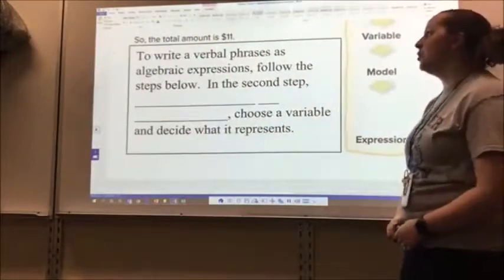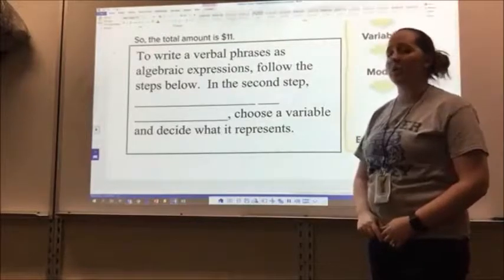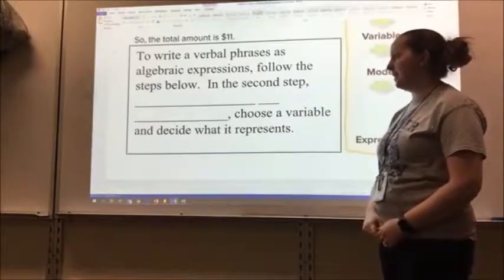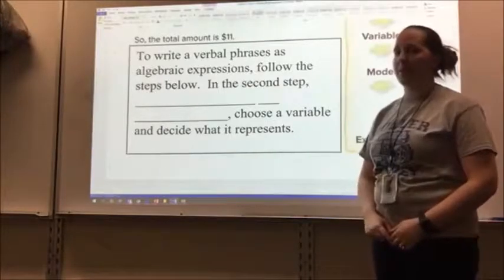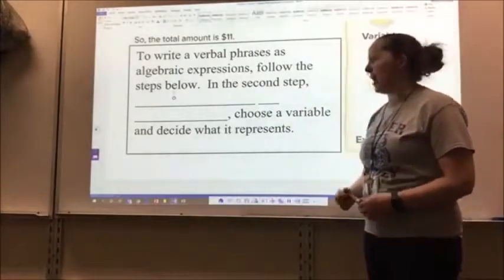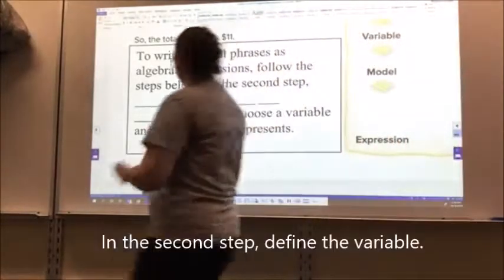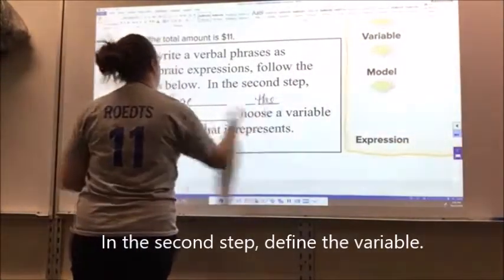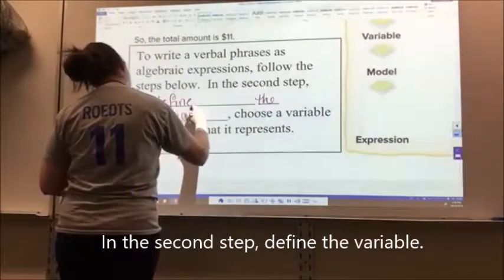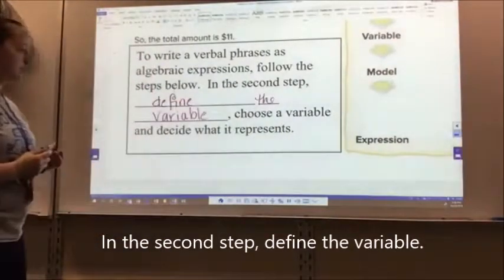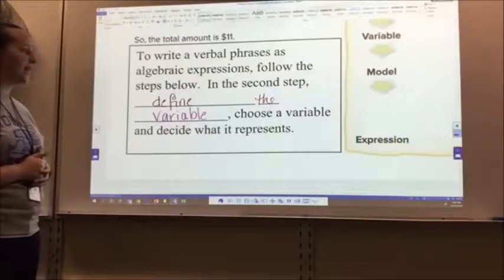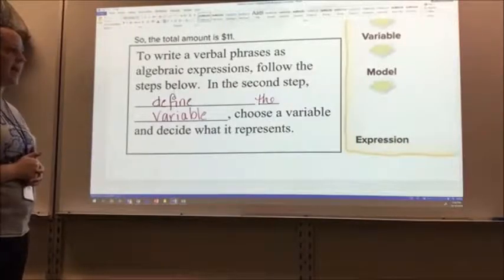All right, to write verbal phrases as algebraic expressions, follow the steps below. In the second step, blank, blank, blank. Choose a variable and decide what it represents. In those blanks, you're going to write define the variable. So in the second step, you're defining the variable. Choose a variable and decide what it represents.